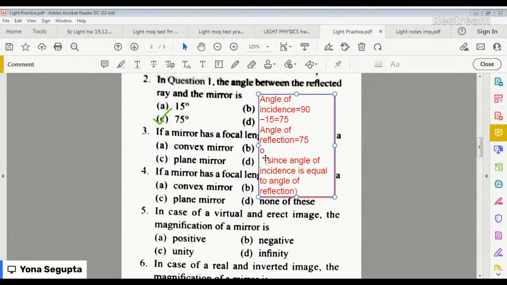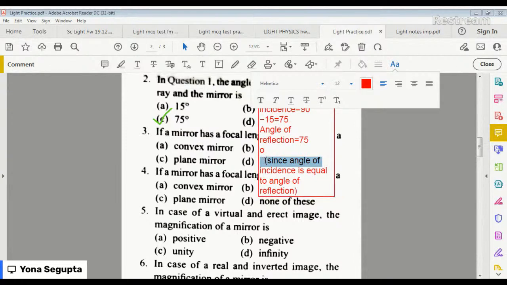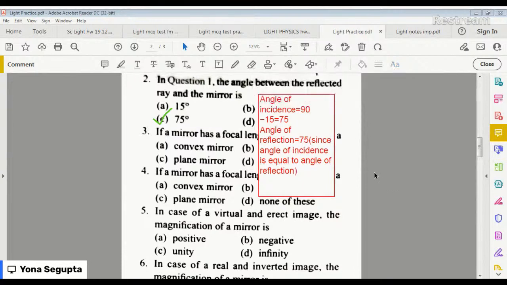So the answer here will be only this. Okay, so this is the answer. I hope you can understand. Okay, so now let us move on to the next question.